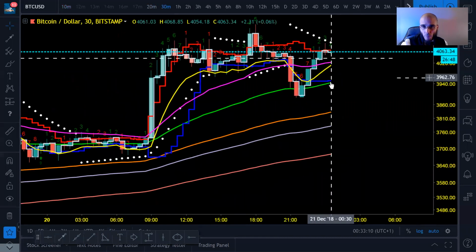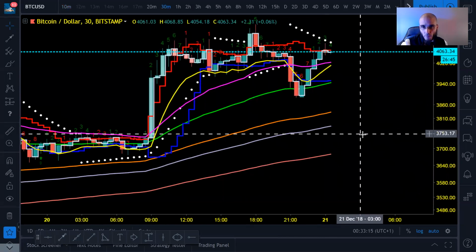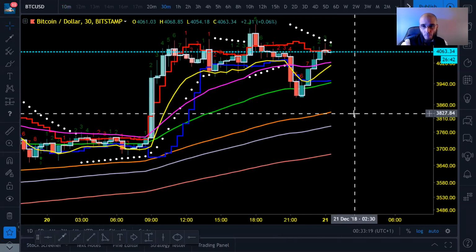So you are on a 4. You had a 2 trading higher than a 1, so you should be in a long position. You are above all the moving averages. It is bullish.